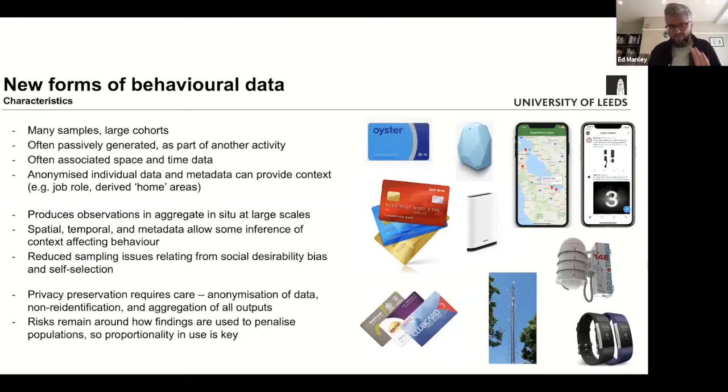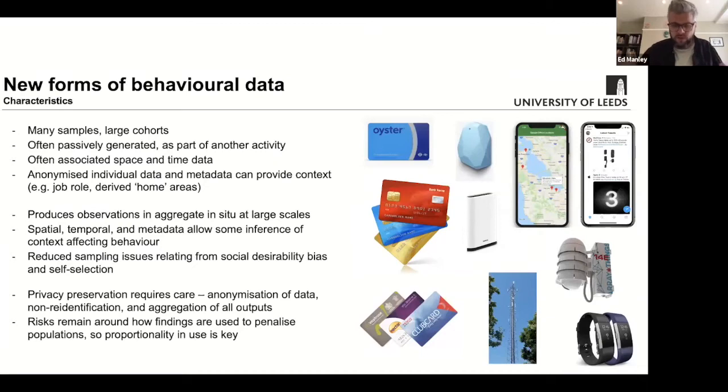Now, there aren't issues without these. I'll come to the end, but we can start to move around these. But of course, there are challenges as well. Issues relating to preservation and privacy, and so it requires careful treatment of data, non-re-identification, aggregation, but there still remain risks about how these data are used in terms of penalising populations.